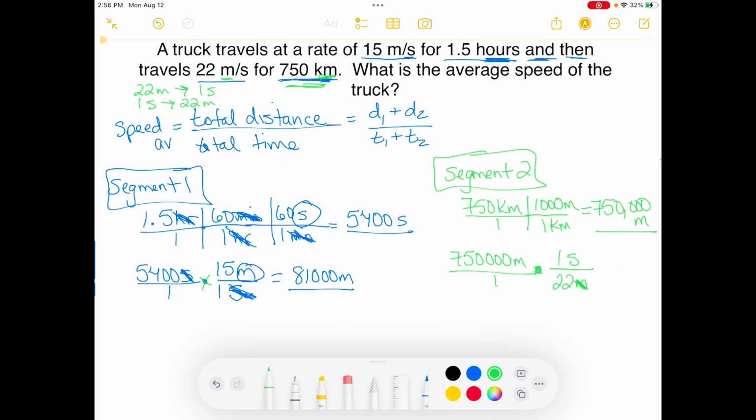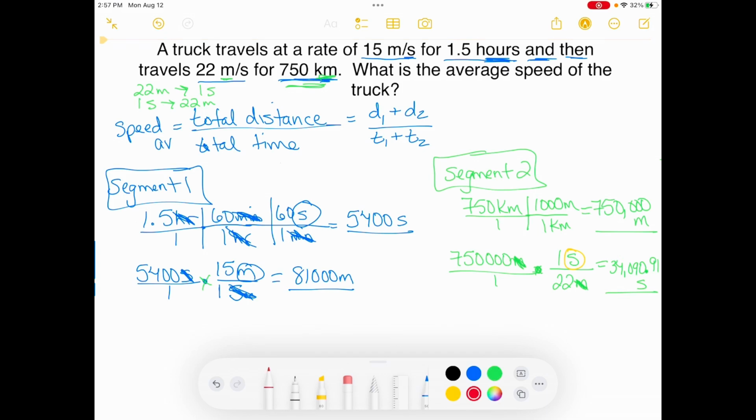So I'm going to put the meters on top and bottom cancel. And look at this, I'm left with seconds, which is what I want. I want time for this unit. So I'm going to take everything on top and multiply everything on top, divide it by everything on bottom. So I have 750,000 meters times 1 second divided by 22. And I'm going to get 34,090.91 seconds.